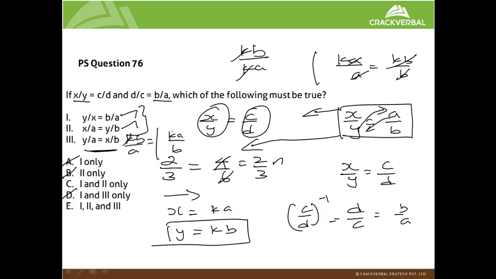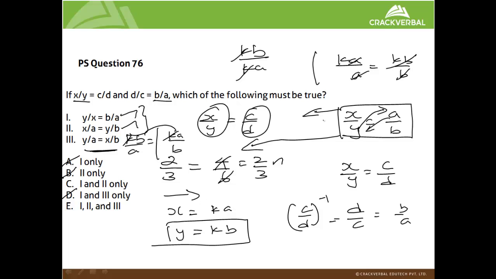So even if we cancel off k, b by a is just a reciprocal of a by b. So b by a is not going to be equivalent to a by b. Otherwise, b square is equal to a square, if you cross multiply. That's not really going to be here. Not really going to be always true. It's not going to help you out anywhere to prove this is always true, right?